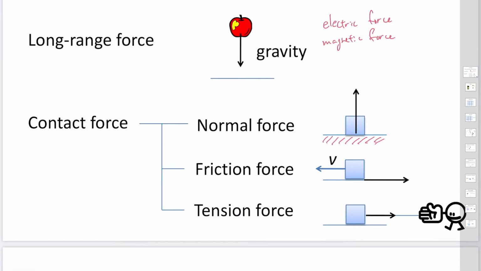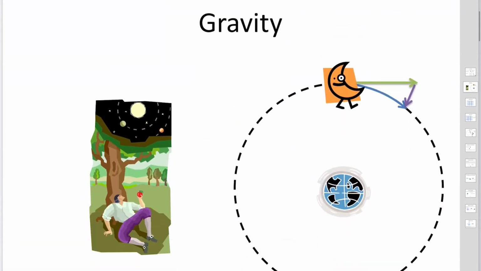In this case, the tension force comes from the string. Okay. At first, we'd like to study gravitational force.